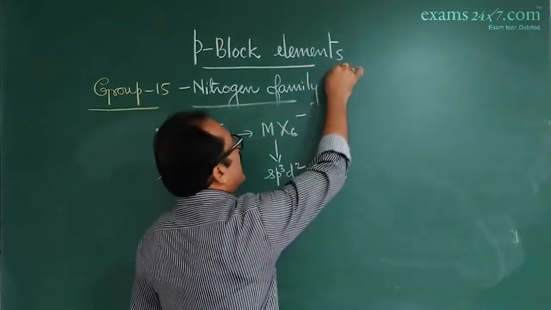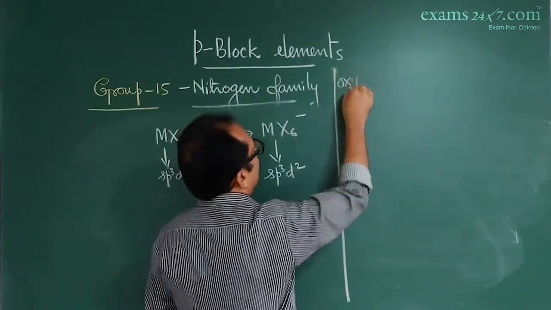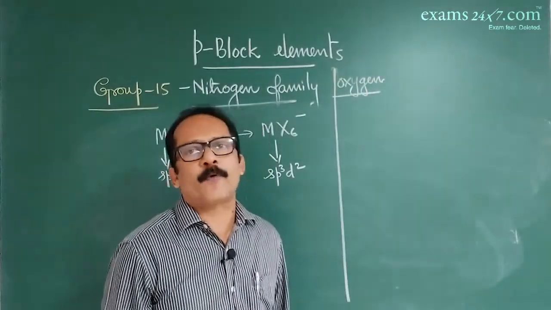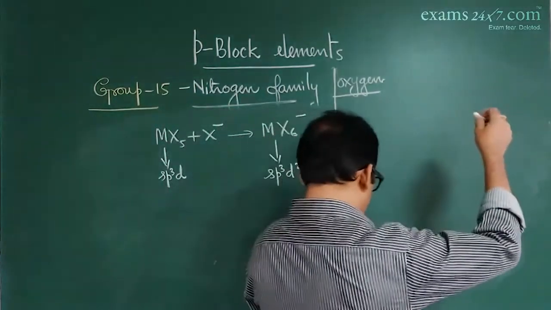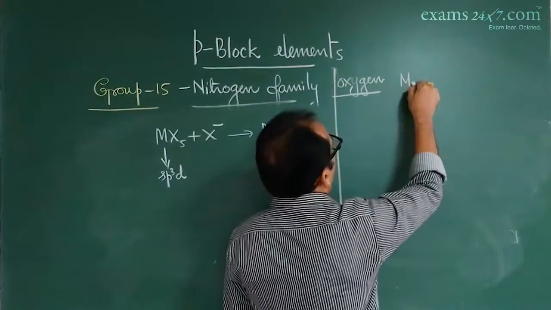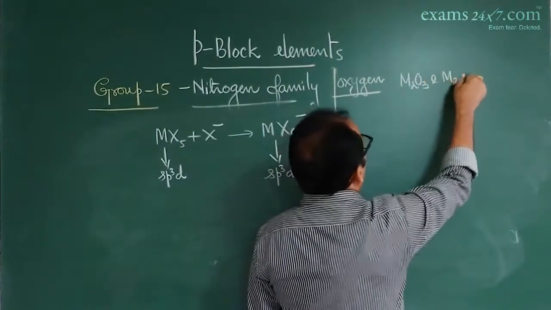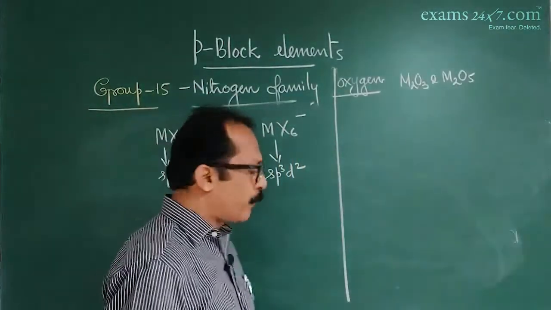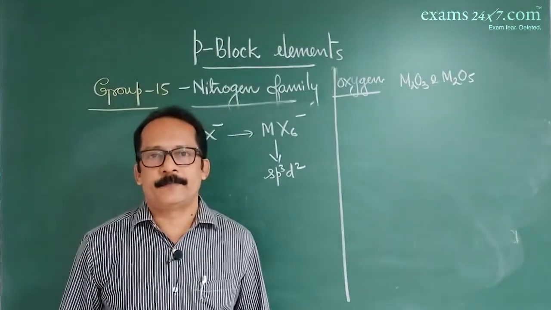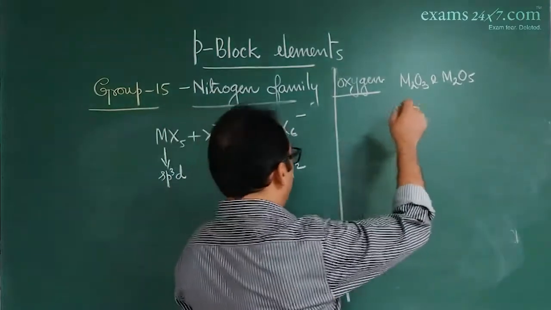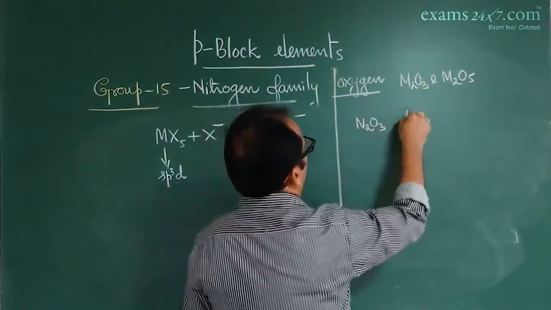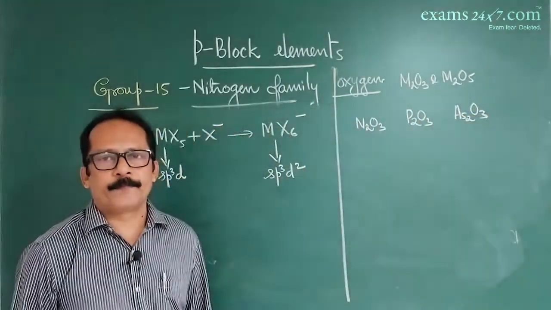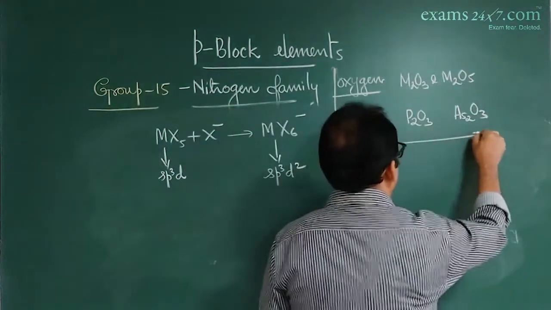Next, we will move on to reaction with oxygen. When elements of group number 15 react with oxygen, they form oxides of the type M2O3 and M2O5. Trioxides of nitrogen, phosphorus and arsenic are acidic in nature. When you compare N2O3, P2O3 and As2O3, they are acidic in nature, but acidic nature decreases down the group.